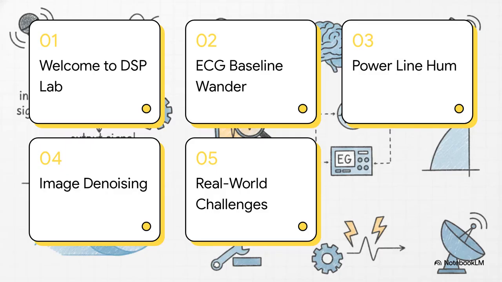Here is a quick look at our roadmap for today's session. Number 1, welcome to DSP Lab. Number 2, ECG baseline wander removal. Number 3, power line hum removal. Number 4, image denoising fundamentals. And finally, number 5, real-world DSP challenges. Let's just jump right in.